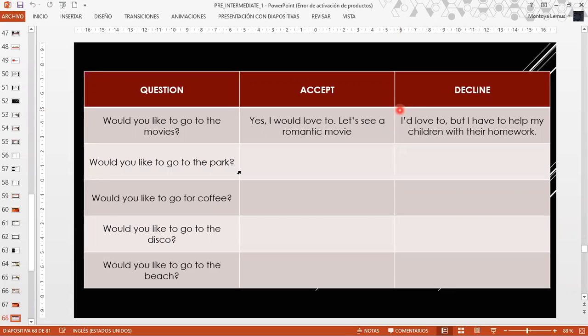So you have four more invitations. Would you like to go to the park? Would you like to go for coffee? Would you like to go to the disco? Would you like to go to the beach? So imagine, use your imagination and write a positive answer, accepting the invitation, and a negative answer, declining the invitation, okay? I'm going to put you in small groups to do this. Okay.